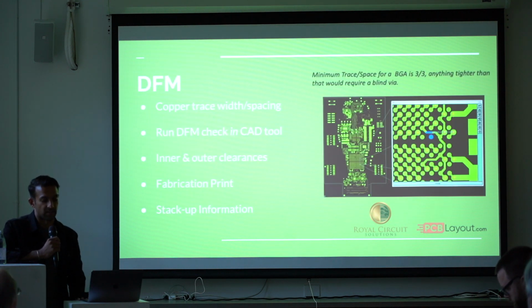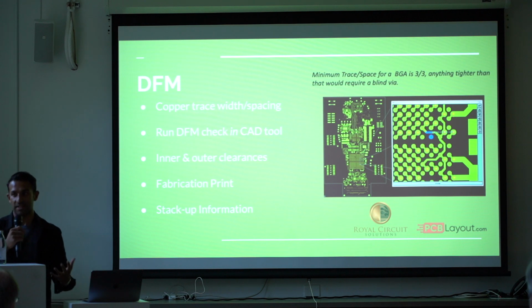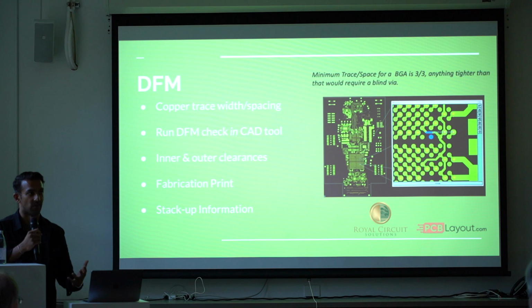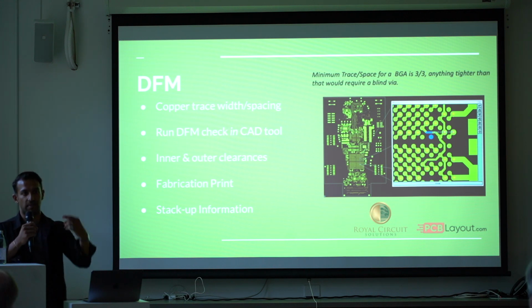Just more stuff on the DFM like we were talking about. Minimum trace space for BGA is 3 and 3. Anything tighter than that would require a blind via, meaning you're going to go through the pad. Now, this is something that isn't always inherently clear to people, especially starting out, because you get these really powerful tools like EAGLE and Altium, and you say, wow, I can connect everything any way that I want. And no, I don't even need to go around.